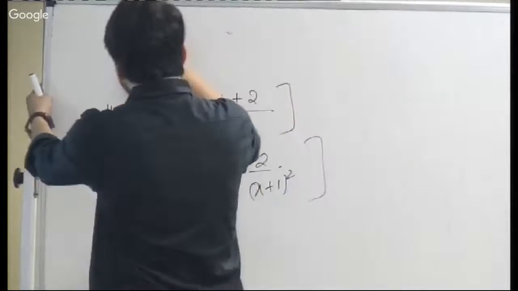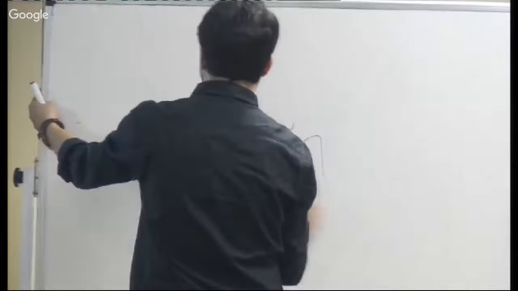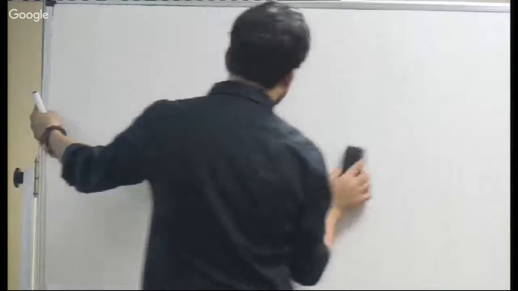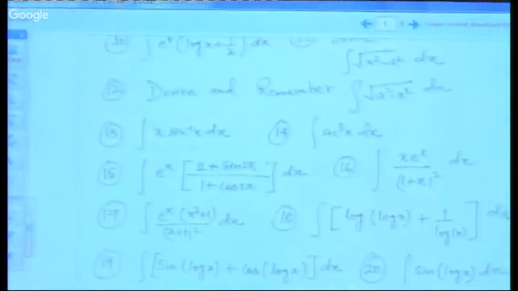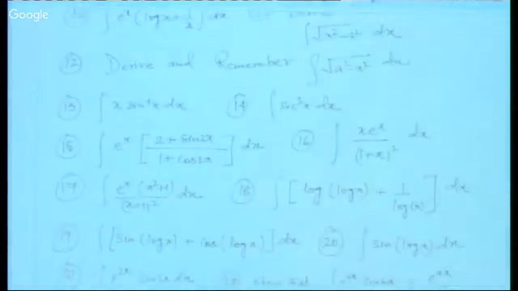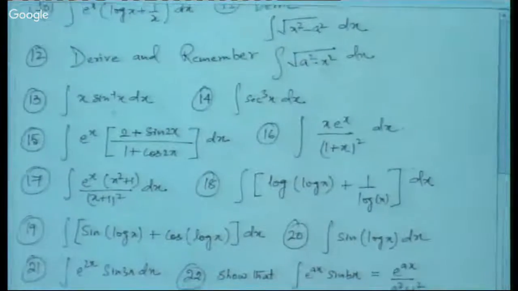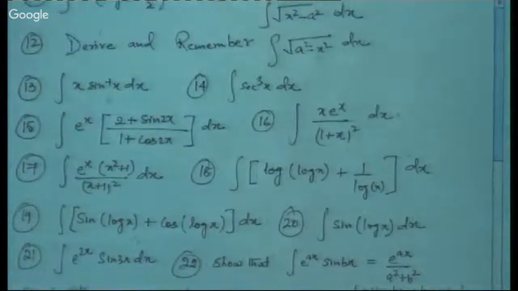So whenever you see e^x into (f(x) plus f prime x), you have to do a little cooking up. Don't worry about it. Two or three paths will appear, but you have to choose the best path. Now let's go for 18. I'm not comfortable with log. I always want to substitute it, right?